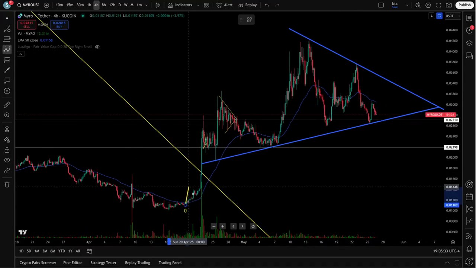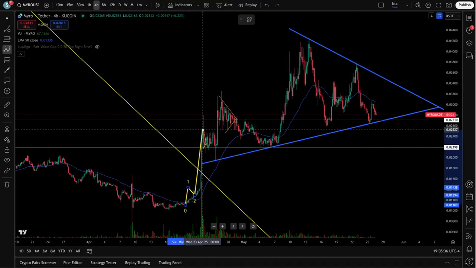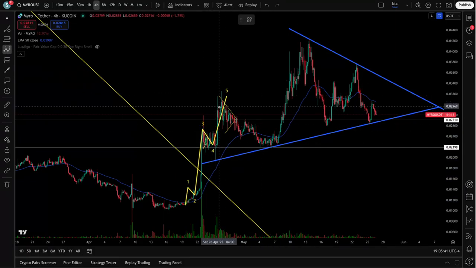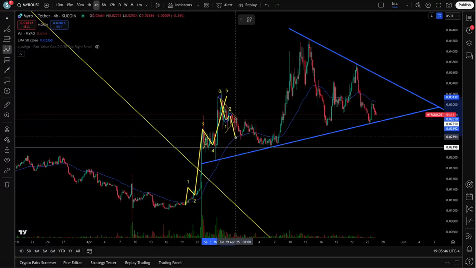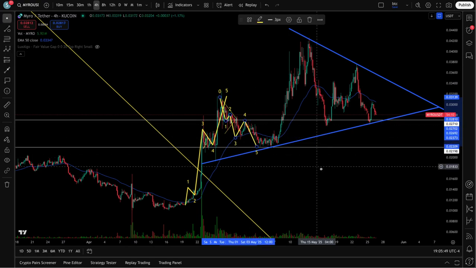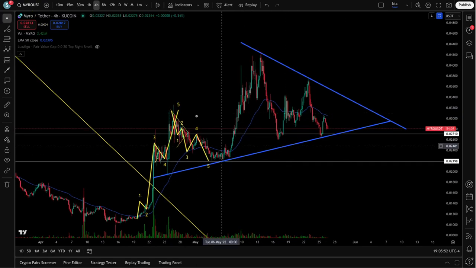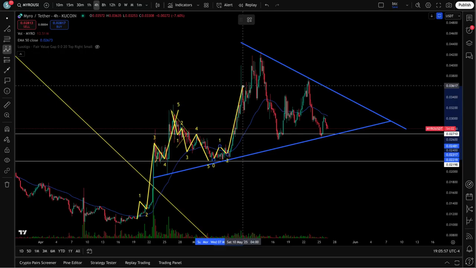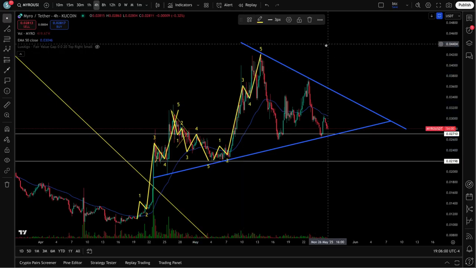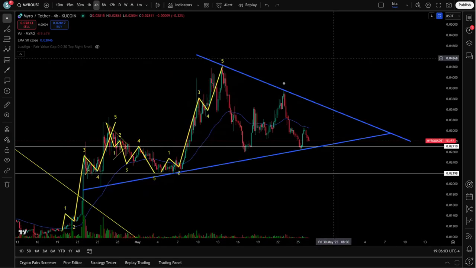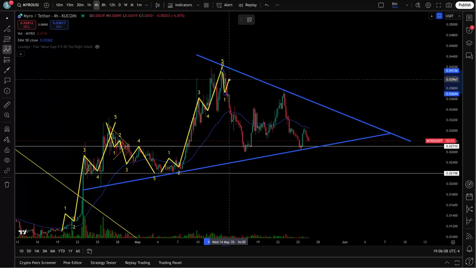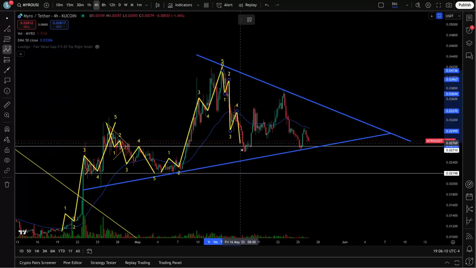All right, first off, we got 1, 2, 3, 4, 5, right? 5 waves up. Then over here, we have a corrective structure. We got 1, 2, 3, 4, 5 waves down. All right, got your corrective structure in here. Then you have 1, 2, 3, 4, 5 waves up. And once again, you have 1, 2, 3, 4, 5 waves down.